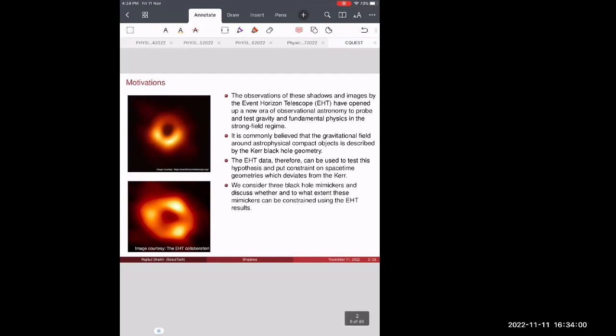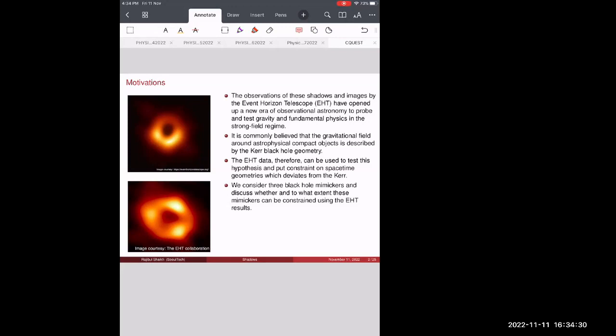So in today's talk, I'll be talking about three black hole mimickers and discuss whether and to what extent we can constrain them using the EHT results. It is to be noted that black holes cast shadows, and these black hole mimickers which we are going to talk about also cast shadows, even though they do not have an event horizon.